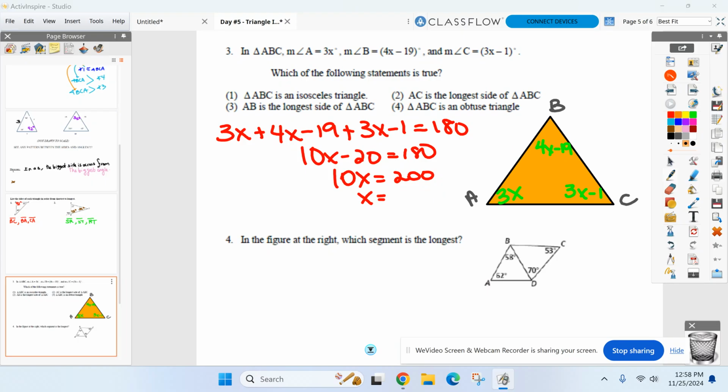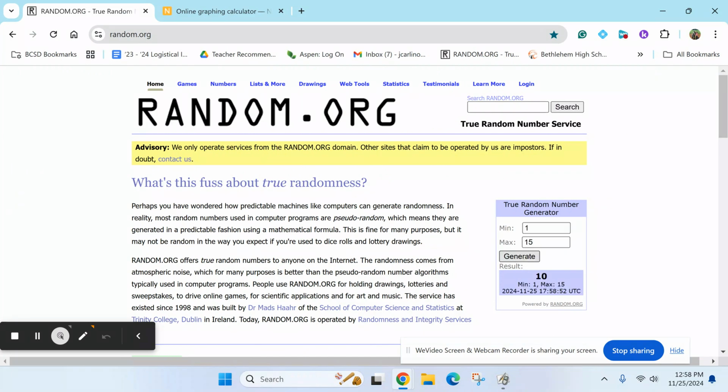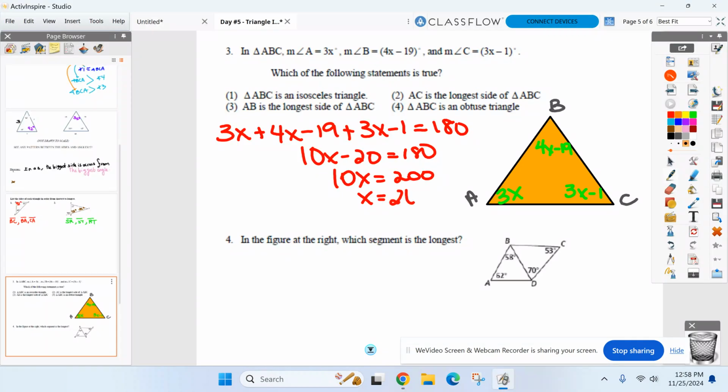When you have x, let me know. If you haven't gotten it yet, take your time. No rush. Ashley, when you have x, let me know. 20. Yep, everyone's getting 20 for x. Please substitute it back in so I can look at these angle measurements and answer the question.